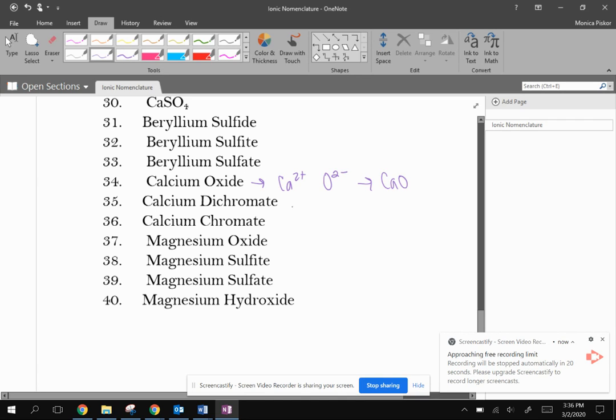Calcium dichromate, Ca 2 plus, Cr2O7, 2 negative. Remember, I'm just looking at the charges, which are superscript, and I'm canceling them out. So it's CaCr2O7, the formula for calcium dichromate. Woo, we did it. Awesome.